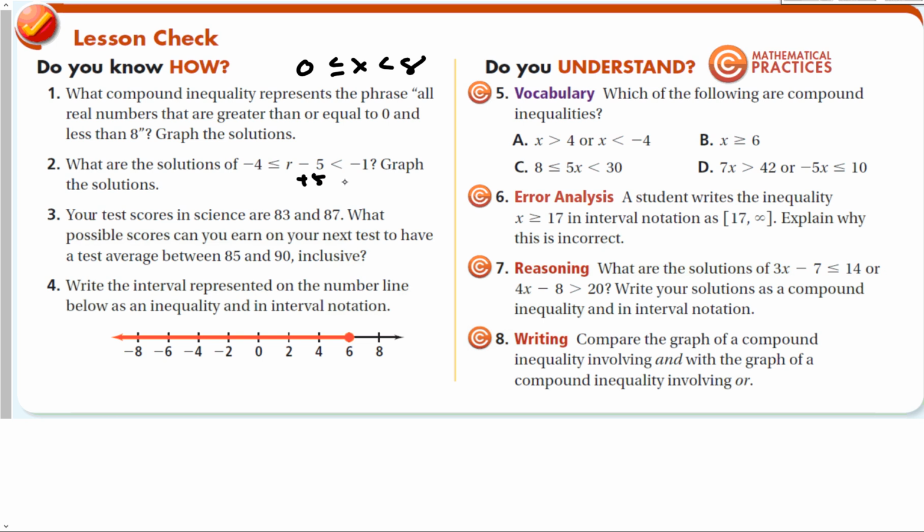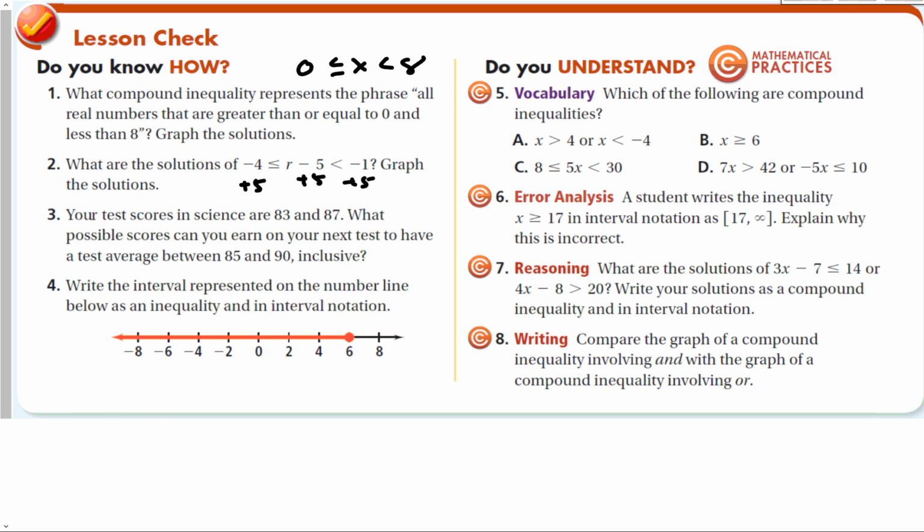I would add 5 to all three sides to solve this very quickly. So it would go in between +1 and +4. Okay, so your test scores here, we should know how to do this by now. You're going to do 83 and 87. What are the possible test scores on your next test to have a test average between 85 and 90 inclusive?